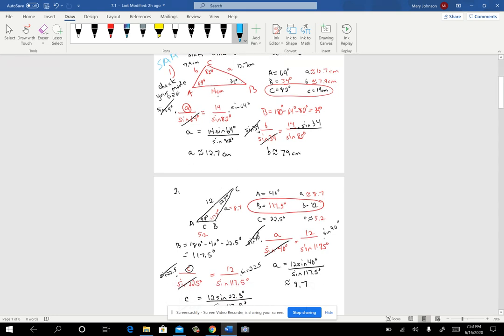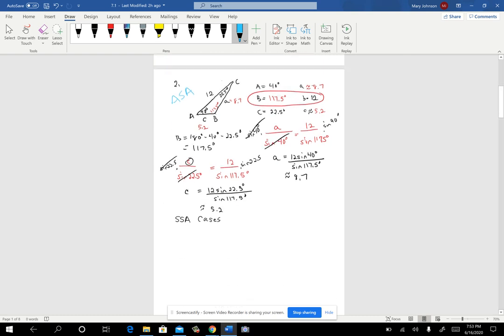All right, and then on the second problem, they gave you two angles and a side, but the side was the side included between the two angles they gave you. So that situation is sometimes called angle side angle. In those instances, you have exactly one possible triangle. Everything works out nicely.